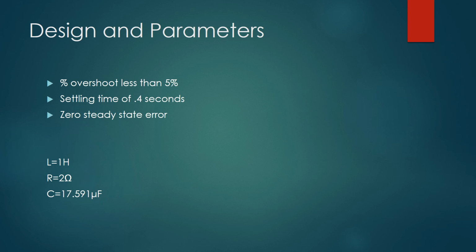Here's my design and parameters. The percent overshoot I set to less than 5%. The settling time I put as 0.4 seconds, and it's going to have a 0 steady state error. I set L to equal 1 Henry, R to equal 2 ohms, and C was 17.591 microfarad.